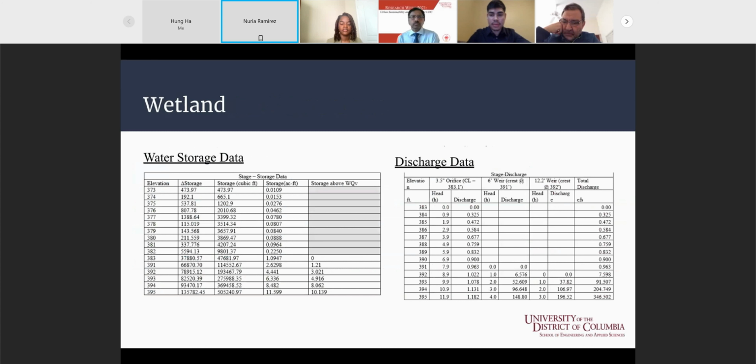For wetland, we have on the left the water storage data and the discharge data tables. So the water storage data table is mainly to calculate the amount of water the pond is going to hold. And we did the volume per elevation. So we have it from 373 to 395. And on the right at 383, we're going to start calculating the storage above the water quality volume. For the discharge data, it's just going to calculate the amount of water in the outflow. So we're going to calculate the total discharge per elevation, and then we're going to follow our dam requirements, which is a 3.5 inch orifice, the 6 foot weir and the 12.2 weir. Next.